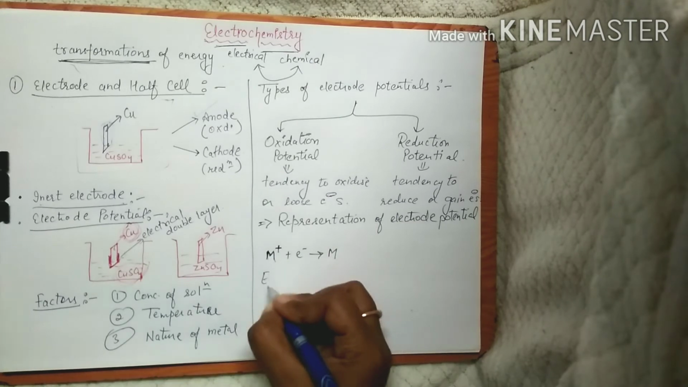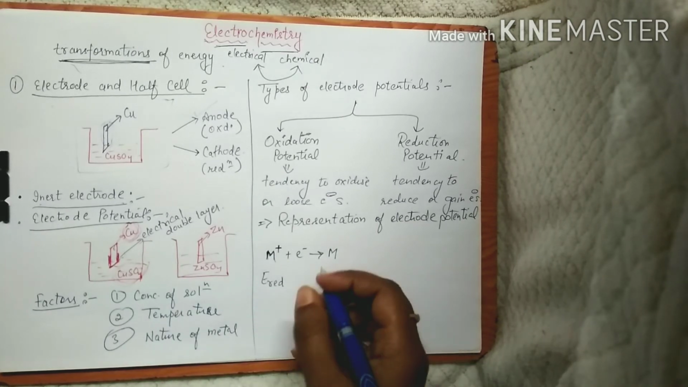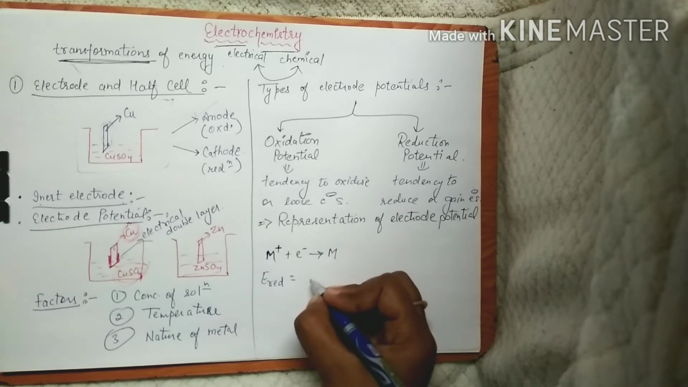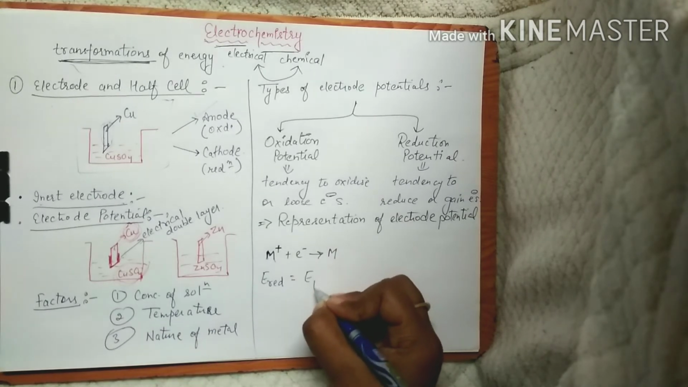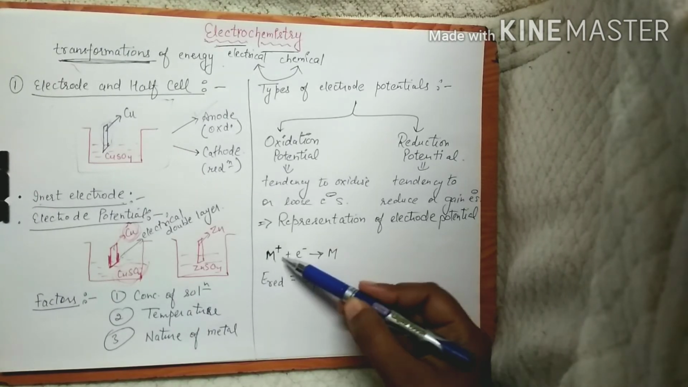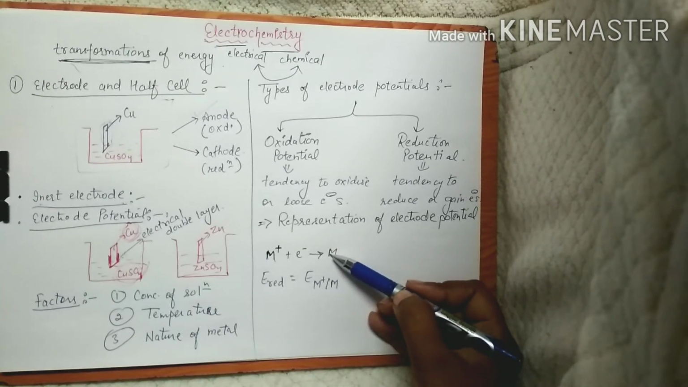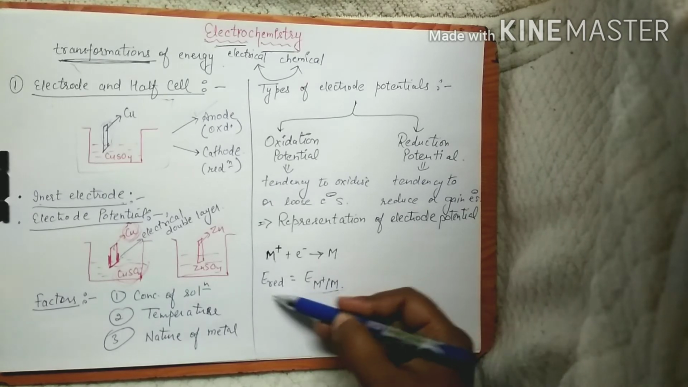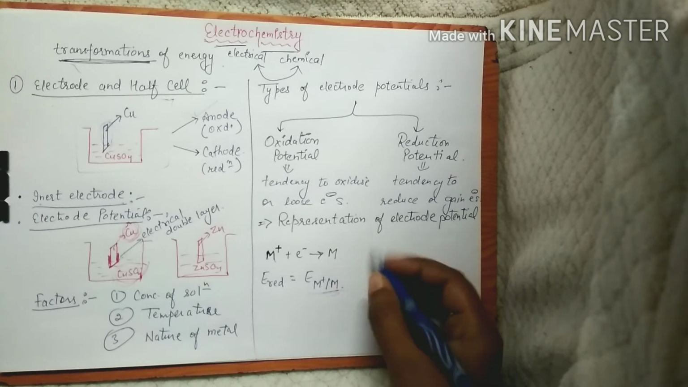So here we'll talk about its reduction potential. Its reduction potential will be represented as E of M+ to M, because here M+ has changed to M. So we'll represent it like this, E of M+ to M. So this is basically the representation of reduction potential.